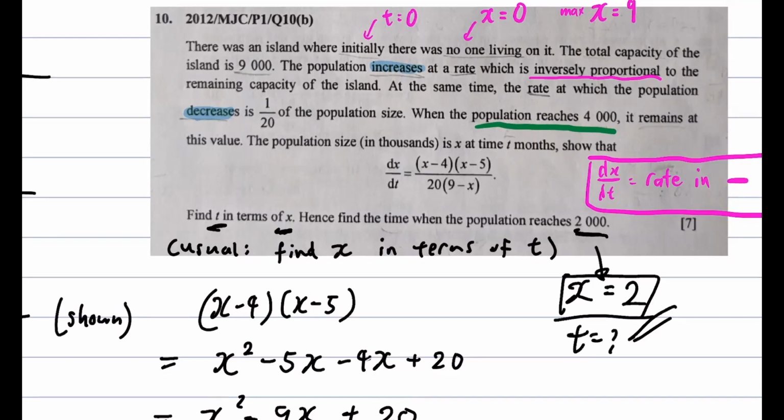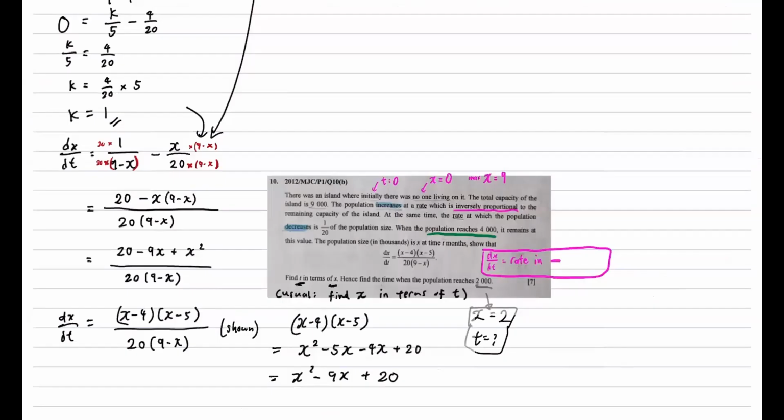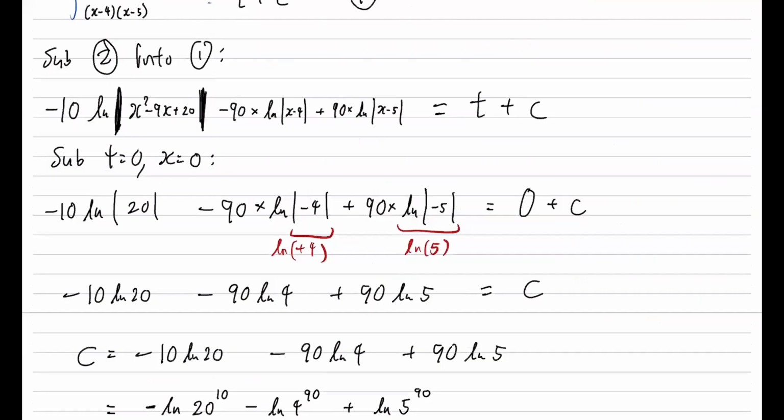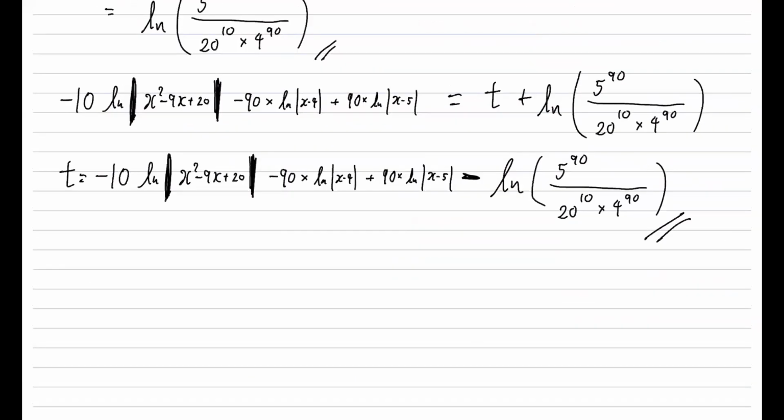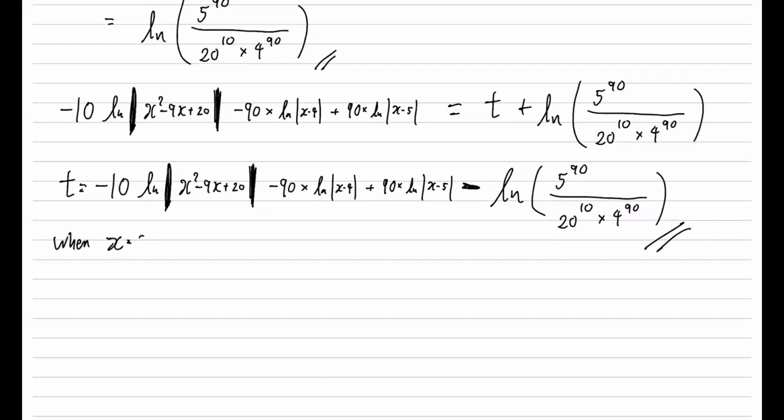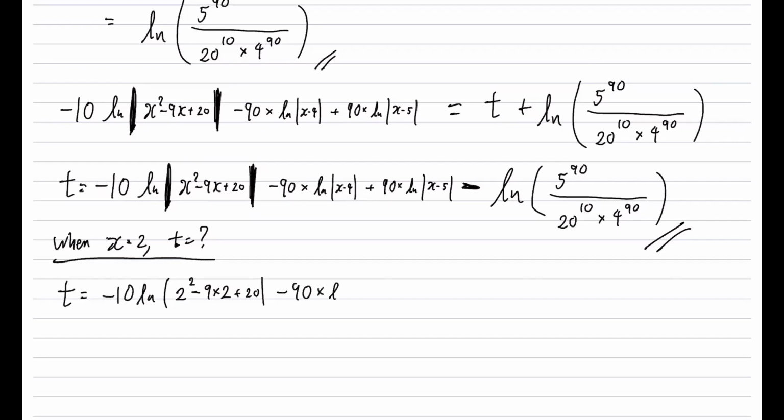t equals what? When x is equal to 2, find t. Okay, let's go. So last stretch. When x equals 2, t equals question mark. So we're going to substitute x equals 2, that's all. And honestly, I think for this one, you don't really need to simplify it. Leaving it as it is is fine.